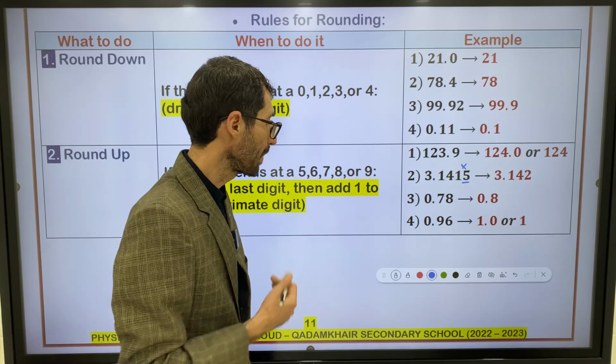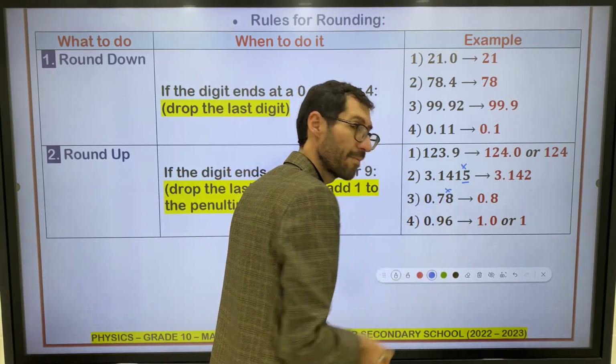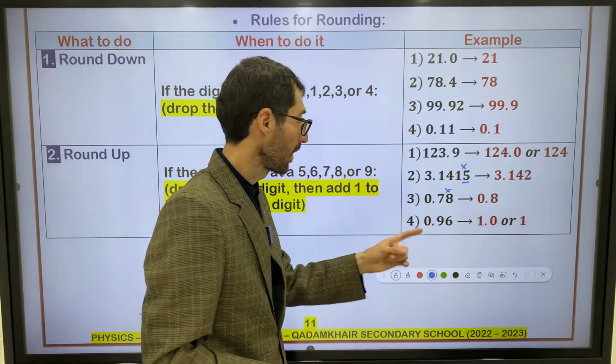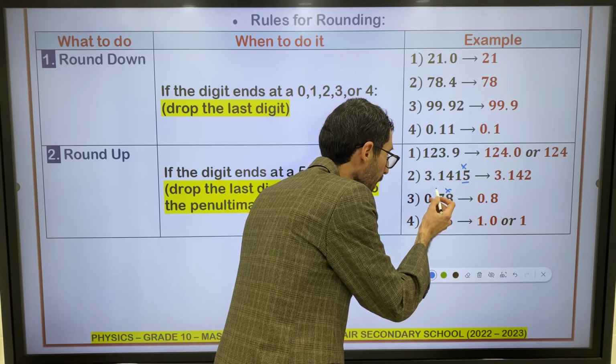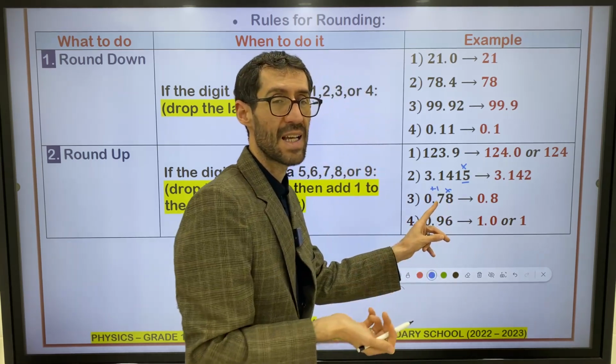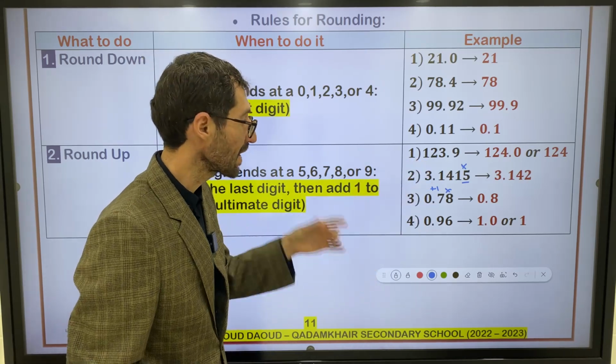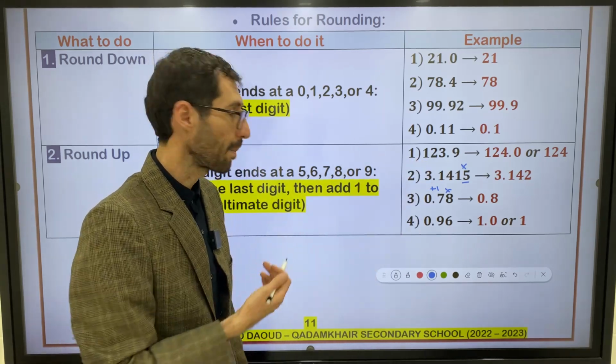0.78, I'm sure you know it better than me in this situation. Drop the last digit. We have a round up here. Drop the last and add 1 unit to the digit before the last digit. It will be 0.8. This example is different from other examples.